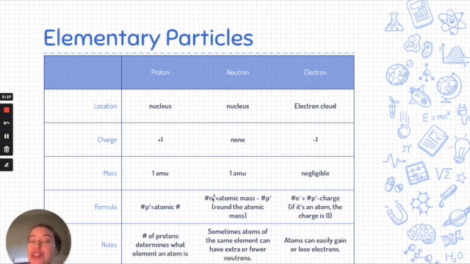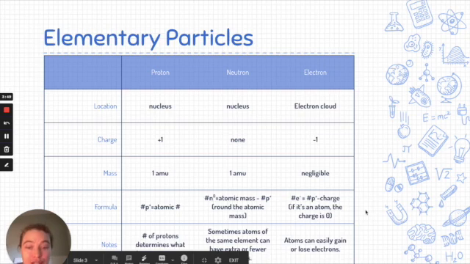The number of neutrons is a little bit trickier to calculate. To find the number of neutrons, you take the atomic mass, you round it to the nearest whole number, and then you subtract the number of protons. So the number of neutrons is the atomic mass rounded to the nearest whole number minus the number of protons.